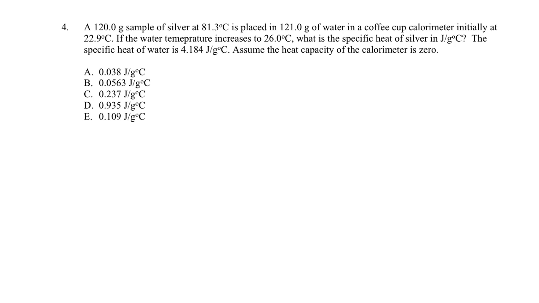In this problem, you're putting hot silver into water in a coffee cup calorimeter at 22.9 degrees. The temperature is initially 22.9 and the temperature rises to 26 degrees. What is the specific heat of silver? This is similar to some of the problems that we looked at, but the idea here is that the heat of the silver is the negative of the heat of the water. So silver has a lot of heat. It's going to lose heat. Water is going to gain heat. So I just need a minus sign in front of one of them.